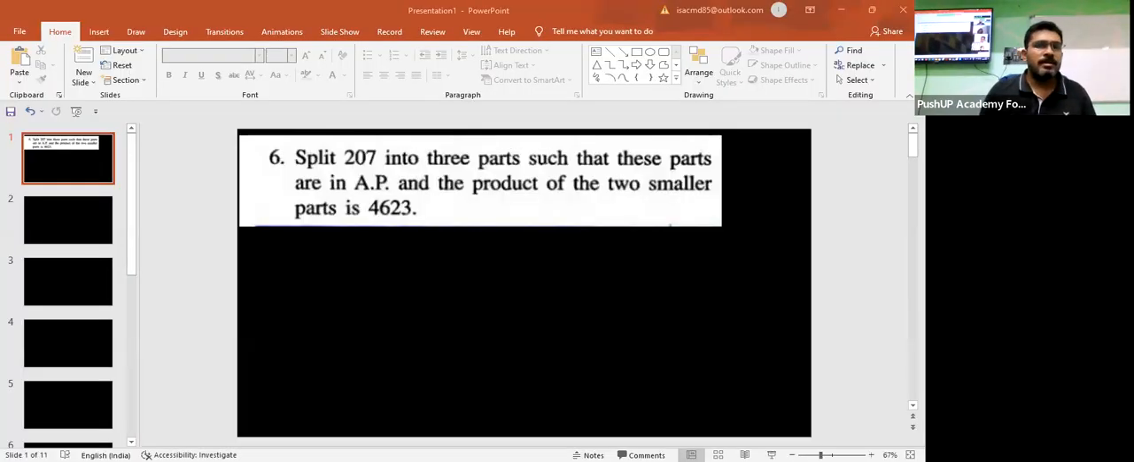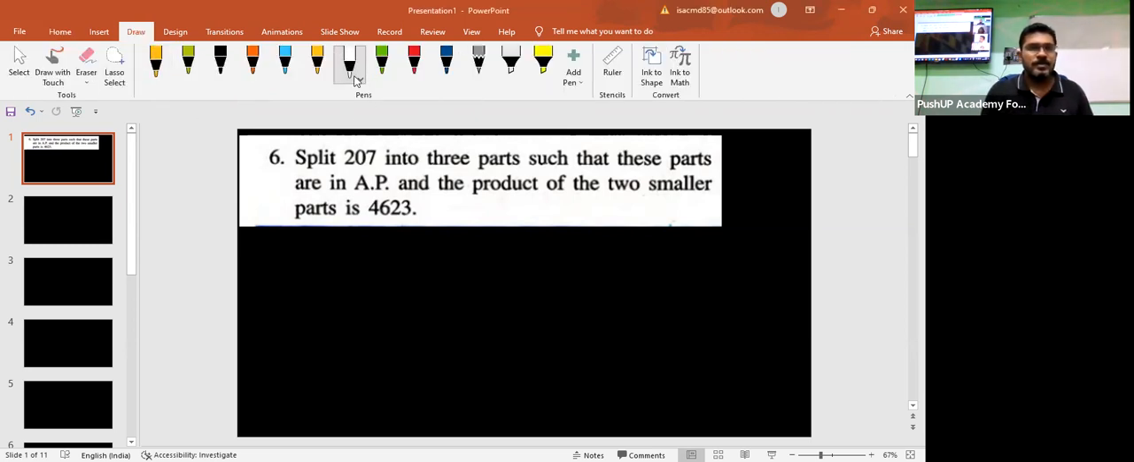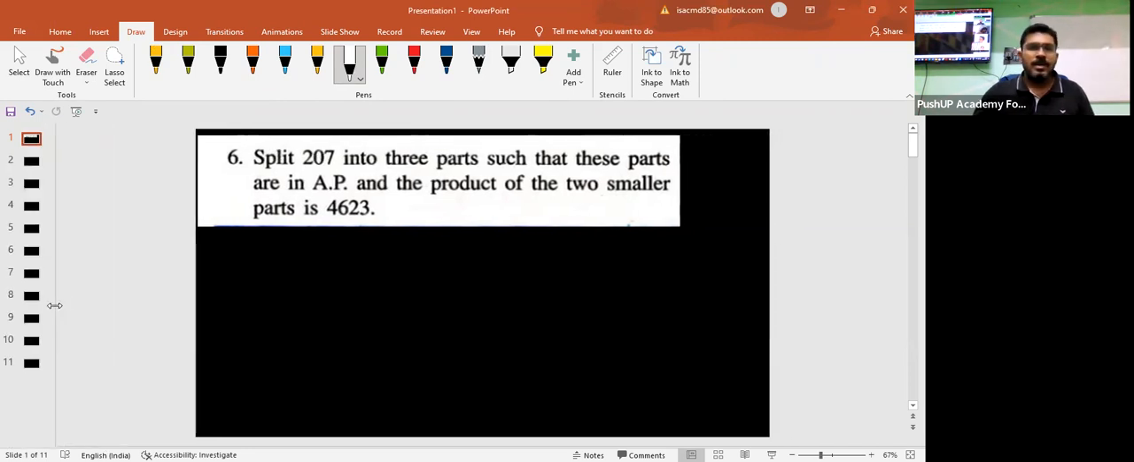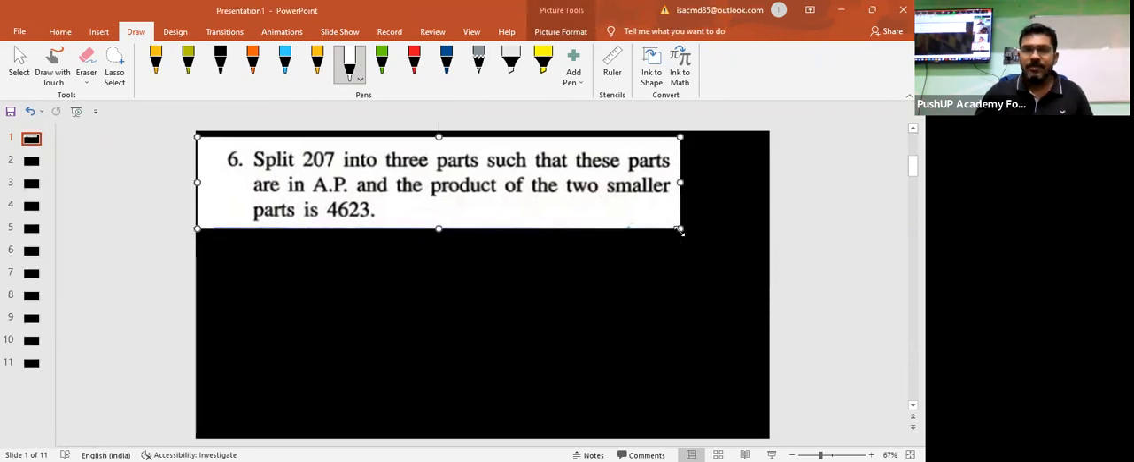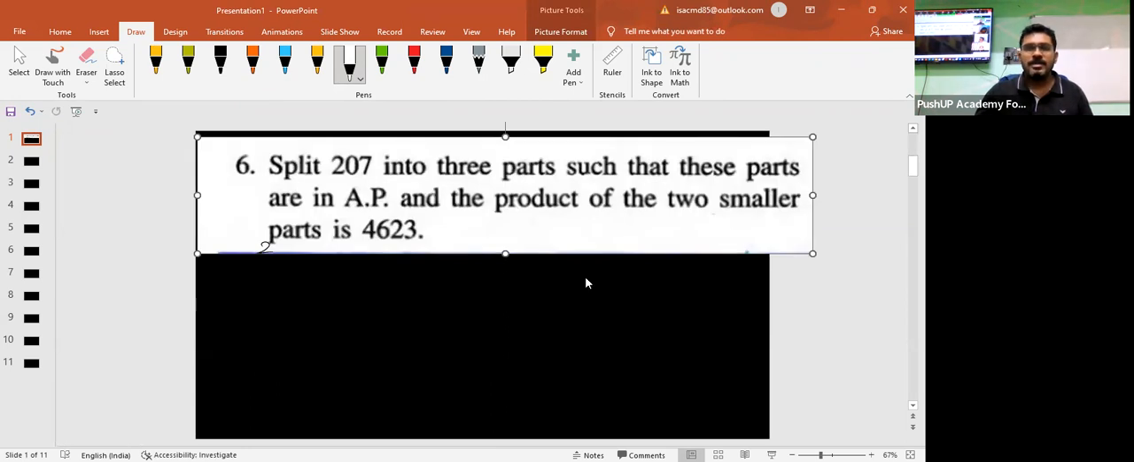You have to split 207 into 3 parts such that these parts are in arithmetic progression. So they are talking about a number 207, right? They want us to divide this 207 into 3 parts, and all the 3 parts have to be in arithmetic progression also. Now, in this entire question, have they mentioned the first term?